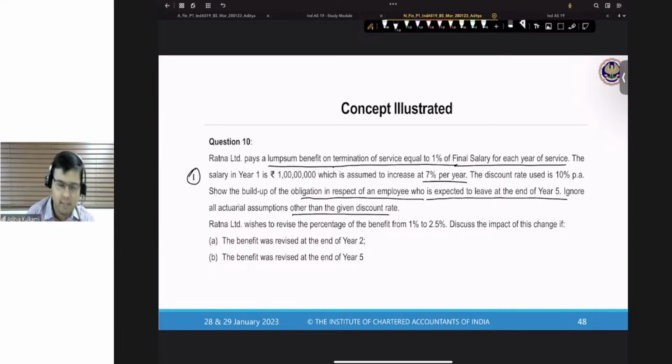Ratna wishes to revise the percentage of benefit from 1% to 5%. Discuss the impact of this change if the benefit was revised at the end of year 2, if the benefit was revised at the end of year 5. So this is now a change. Tell me one thing. The revision in the percentage of benefit from 1% to 2.5%, is this an actuarial assumption? Is this change in percentage of benefit an actuarial assumption or not?